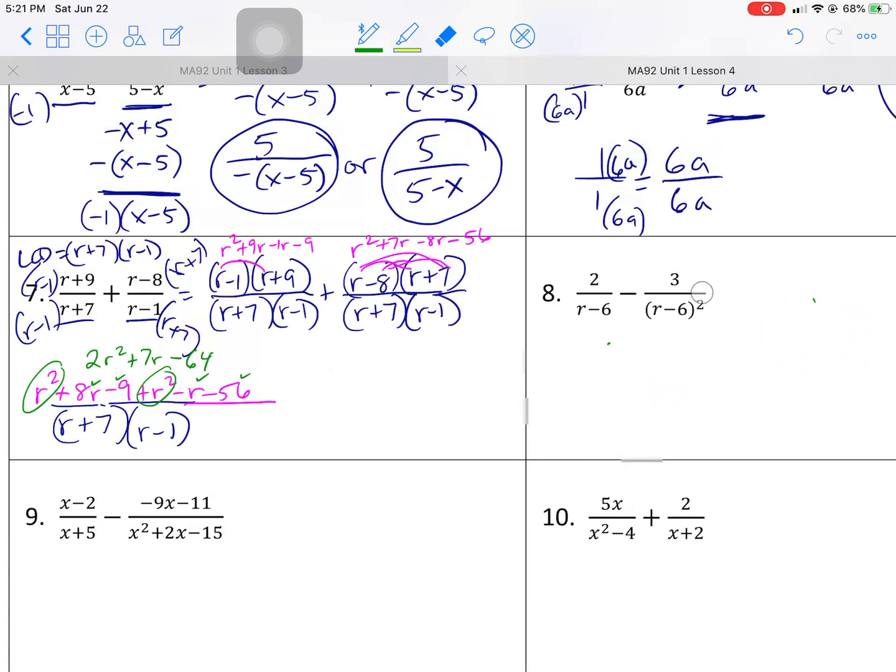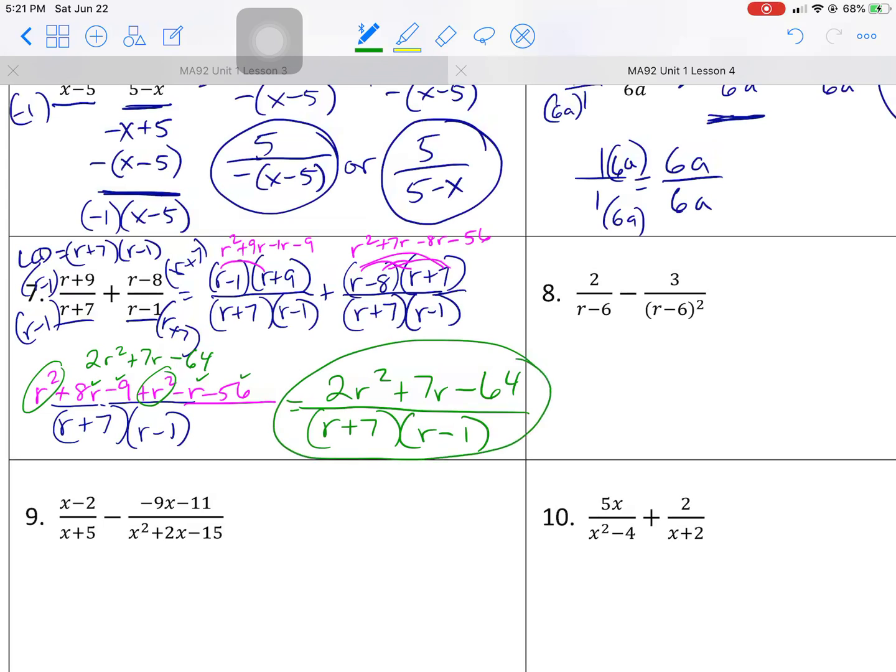All right, so if it doesn't factor, then you have to leave what you get, which is going to be 2r squared plus 7r minus 64 over... you can put this back together if you want. It really doesn't matter. So I'm not going to put it back together, because there's no way you're crossing out anything put together, only the factors. So if this doesn't factor, you're not crossing anything out, no matter whether you put that together or not. So that is your final answer. Okay.